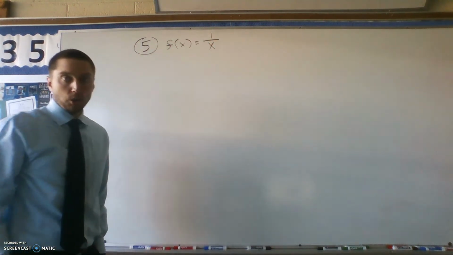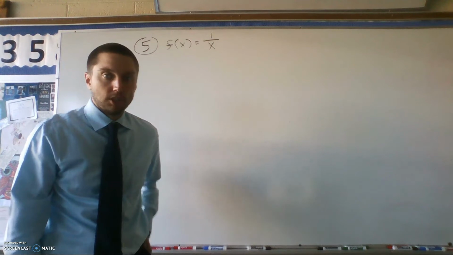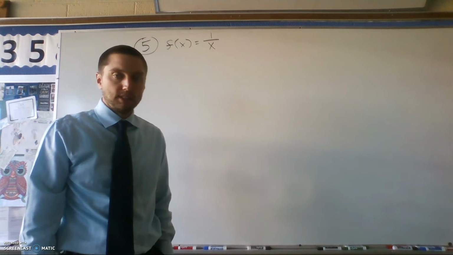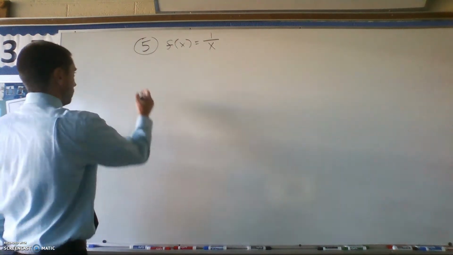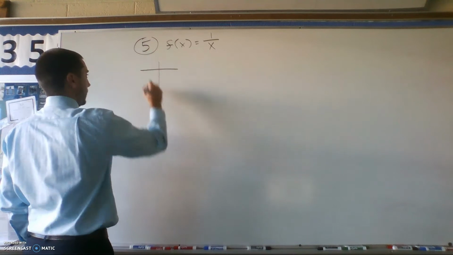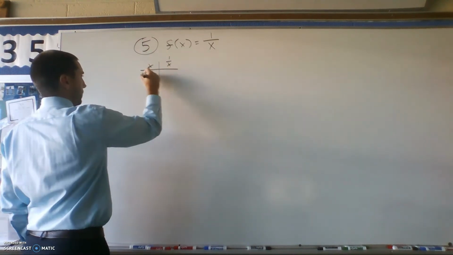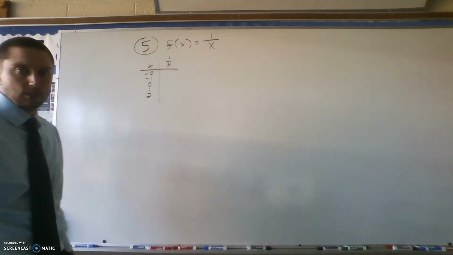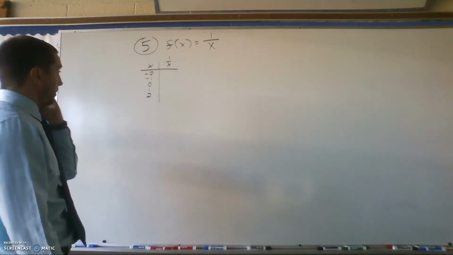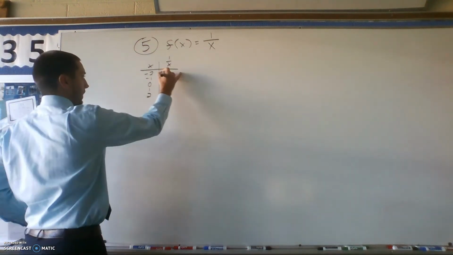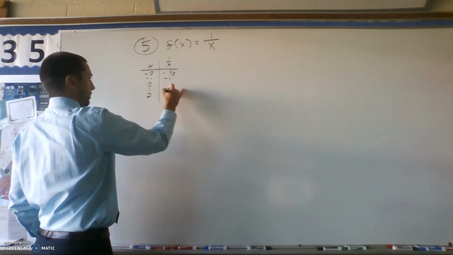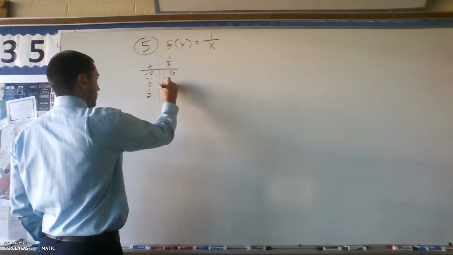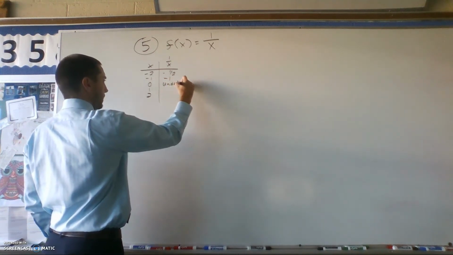All right, so 1 over x is our next parent function here. This one's a little bit goofier, but I think once we make a table, you might recognize this from last year a little bit. Again, let's throw in a couple negative numbers, 0, a couple positive numbers, and see what happens. Plug in -2, I get -1/2. Plug in -1, I get -1. Plug in 0, I get undefined, because 1 over 0 is undefined.